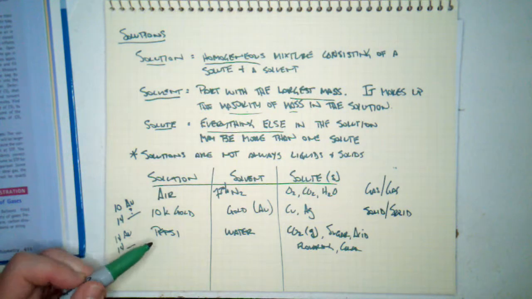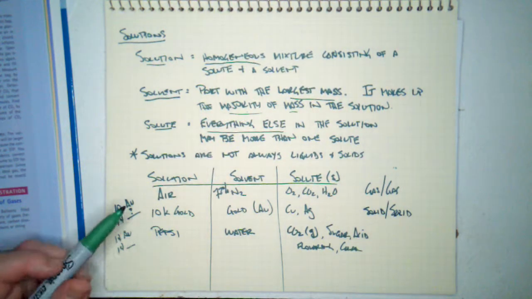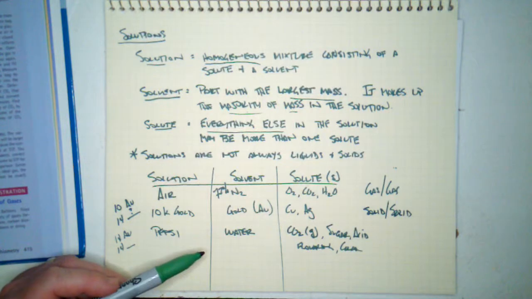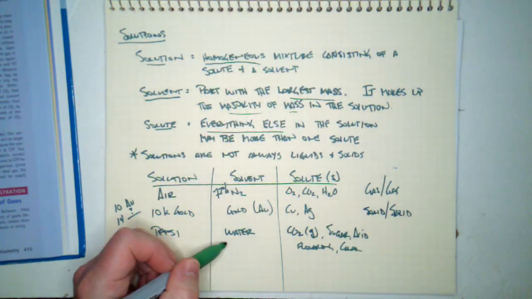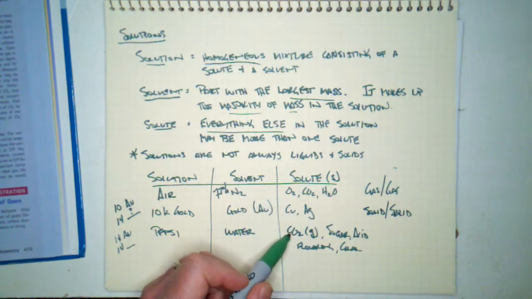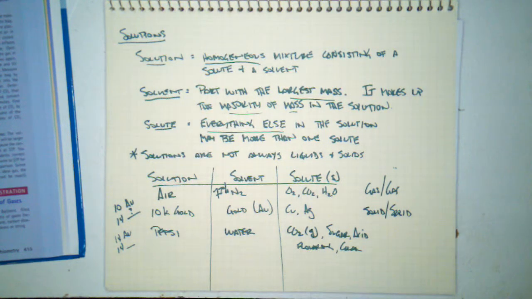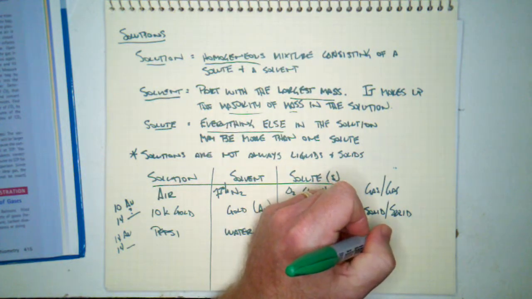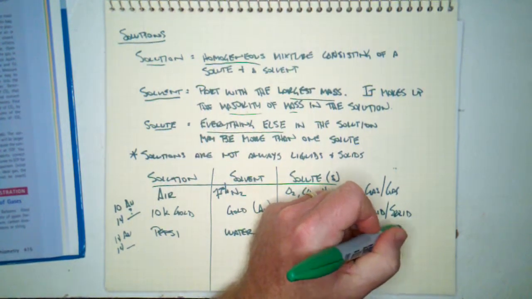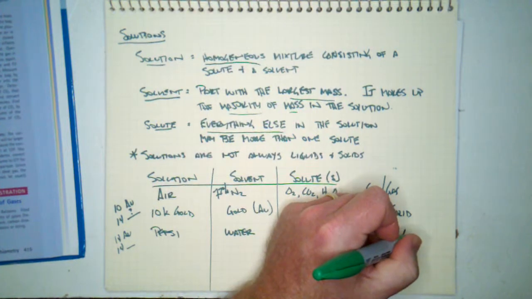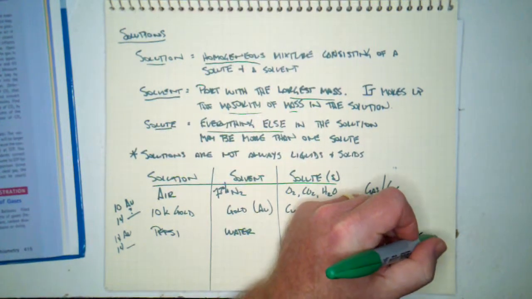Another example of a solution is Pepsi. Pepsi is mostly water, so therefore water is the solvent, and solutes are things like carbon dioxide gas, sugar, acid, flavoring, and color. So here we've got a liquid, and we've got gas and solid.